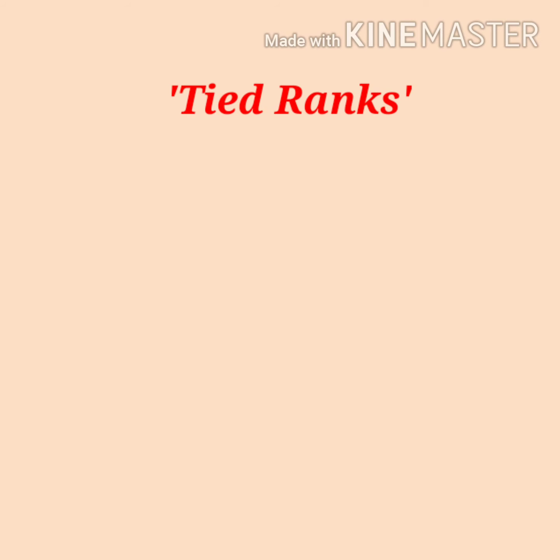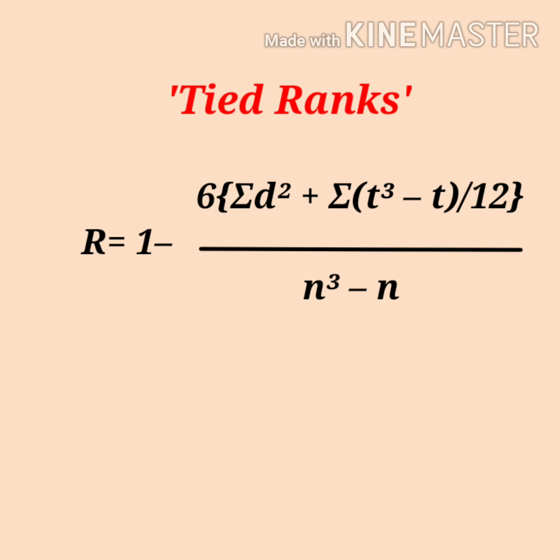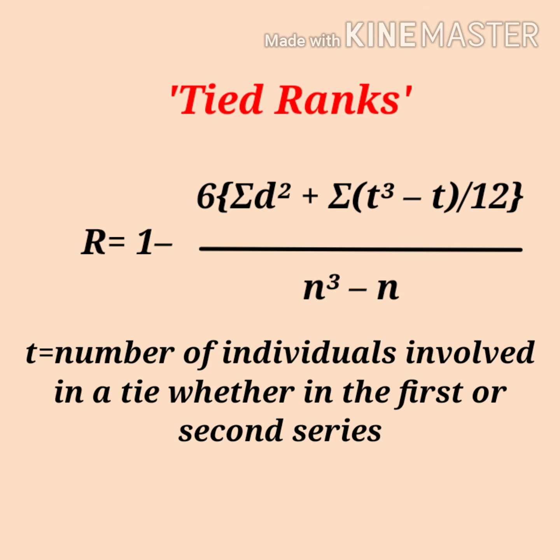In dealing with such cases, the usual way is to allot the average rank to each of these individuals and then apply another formula, that is R equal to 1 minus 6 times summation d square plus summation of t cube minus t divided by 12, all divided by n cube minus n. Here t denotes the number of individuals involved in a tie, whether in the first or second series.